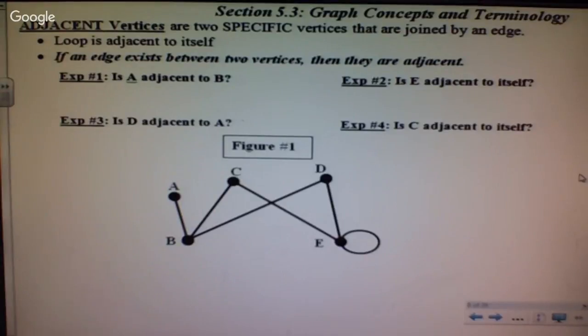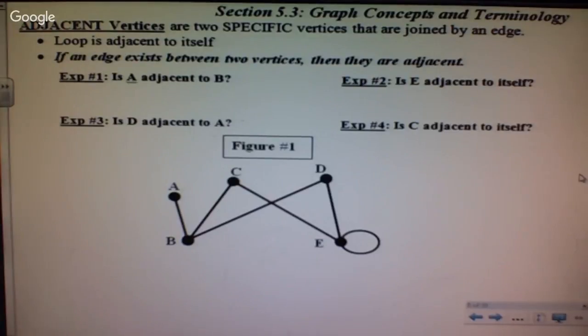Okay. So we've got two types of adjacent things happening in our graphs. We've got adjacent vertices. These are two specific vertices that are joined by an edge. So you have to have two dots and a line that connects them to make them adjacent. A loop is a special one. It's adjacent to itself. So, in other words, if an edge exists between two vertices, they are adjacent.